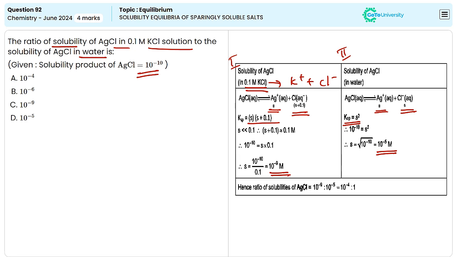If we are taking the ratio between the solubility of AgCl in potassium chloride and water, it will be equal to 10 raised to minus 4 is to 1. So from these options we can see the correct answer is option A.